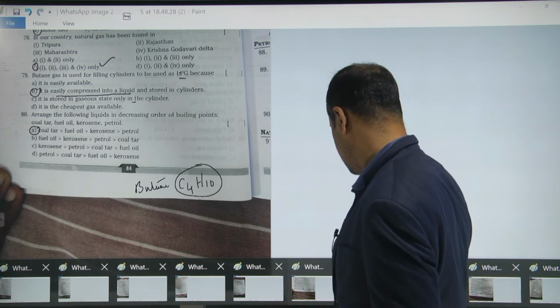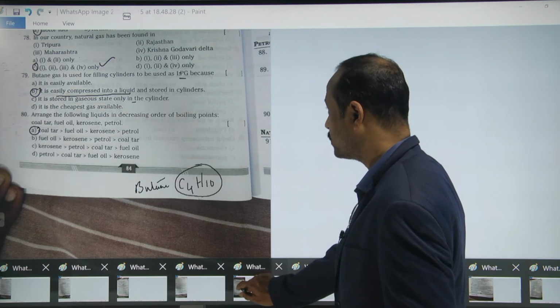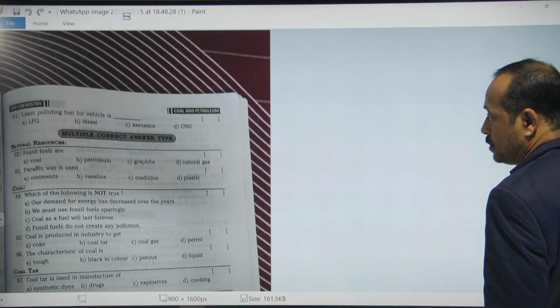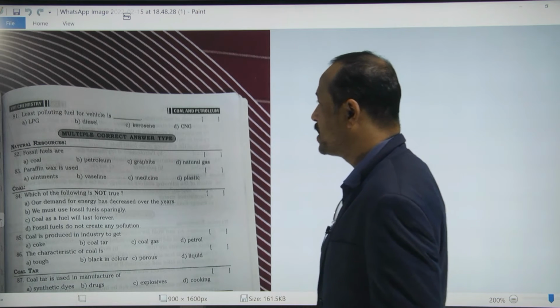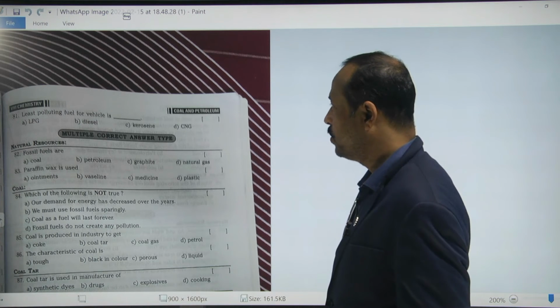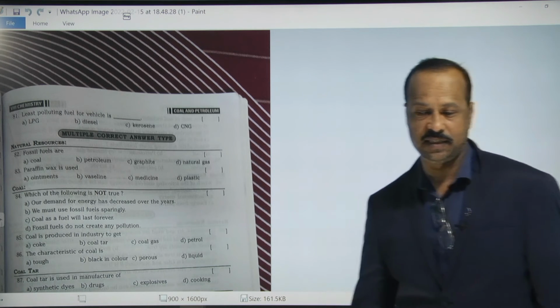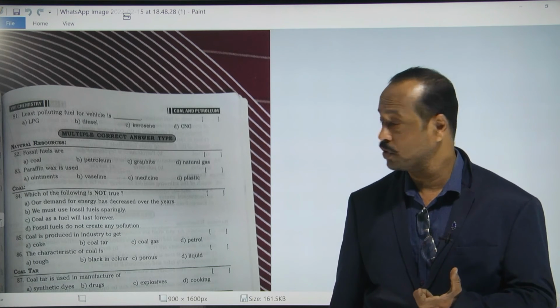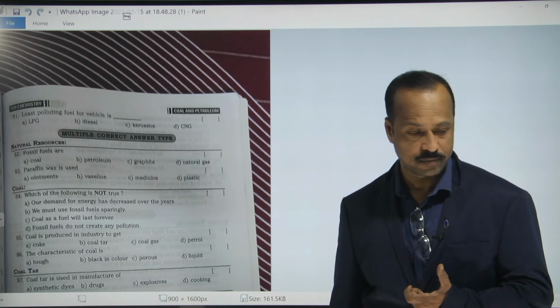Right. Now next, 81. So here you see, the least polluting fuel for vehicles, the one with less pollution released. Which fuel?